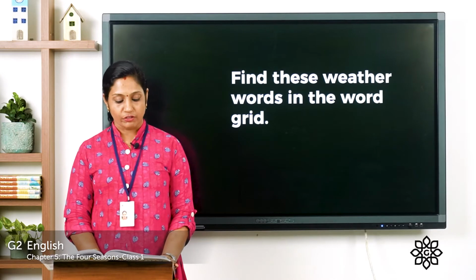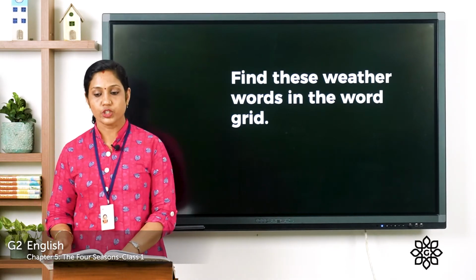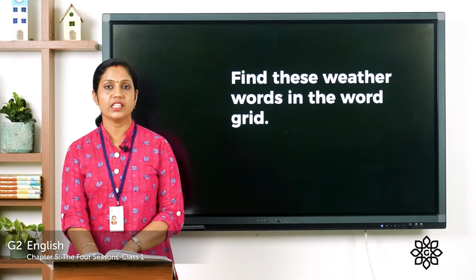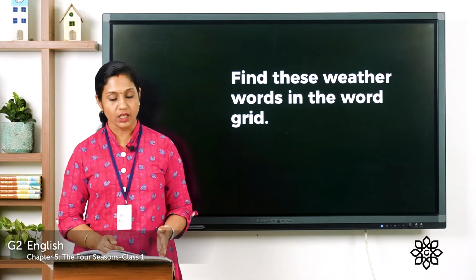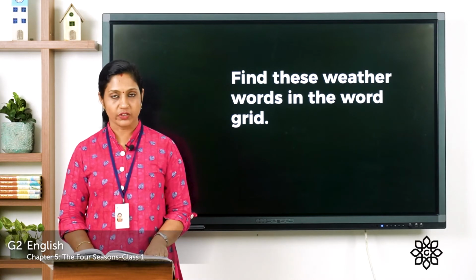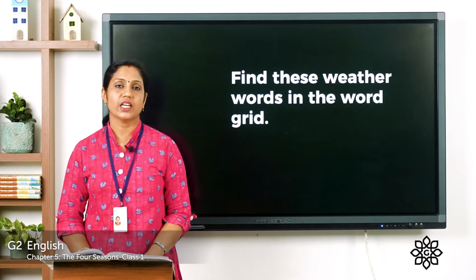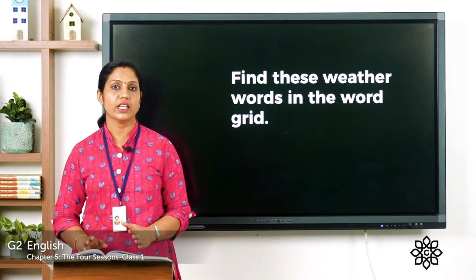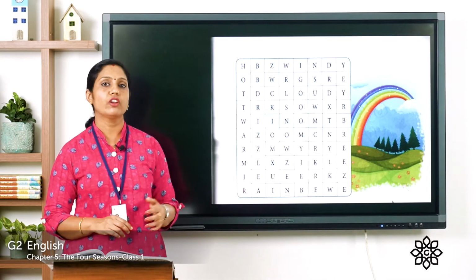Now next one, find these weather words in the word grid. So you can see on page number 67, a grid is given and some words are given in the box. So first let's look at the words: hot, warm, snow, cloudy, drizzle, windy, breeze, rain. These words are given and we have to find these in the grid. So this is the grid in your textbook and you can find the words.